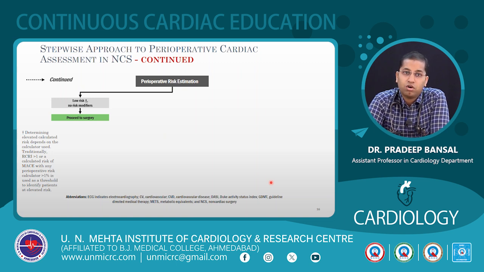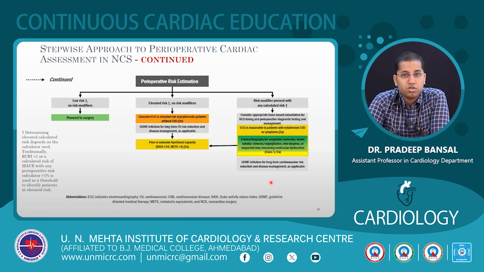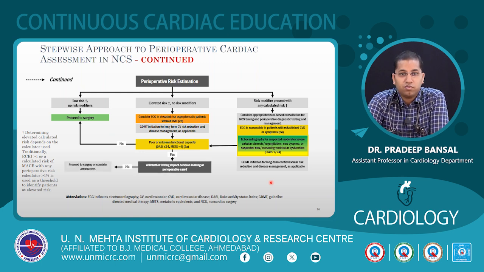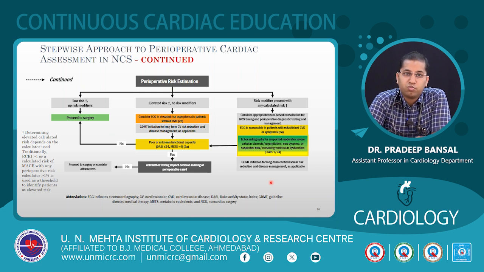If there is a low risk or no risk modifier, then we should proceed to surgery. Next, if there is elevated risk but no risk modifier, then we should consider other investigations like ECG and a stress test. If there is poor or unknown functional capacity, then we should proceed to further evaluation and decision making. If there is no risk factor, or there is good functional capacity, or there is no abnormality in ECG, then we should proceed to surgery.